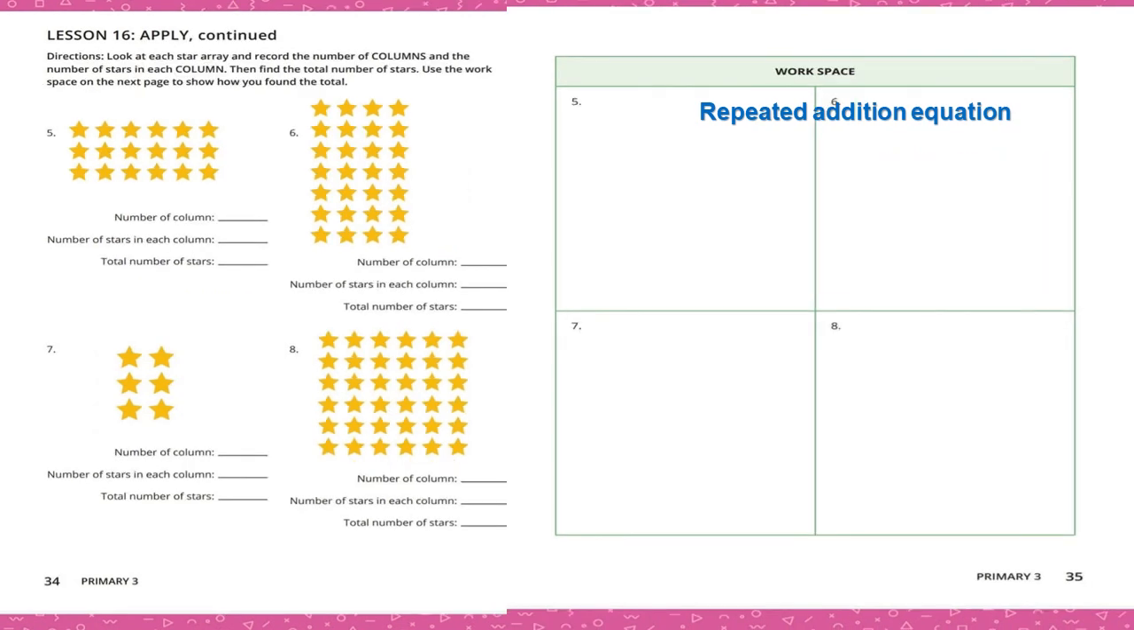Page 34 and 35. Look at each star array and record the number of columns and the number of stars in each column. Then find the total number of stars. Use the workspace on the next page to show how you found the total. As we did in the previous page, we will do the same in this page.